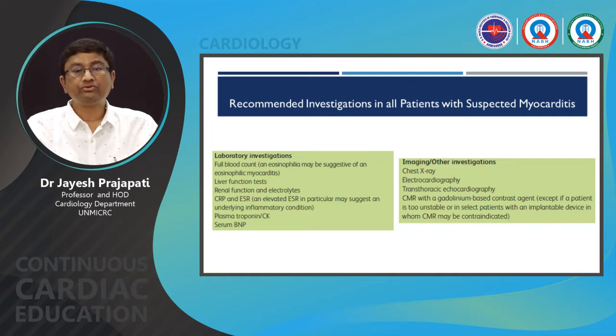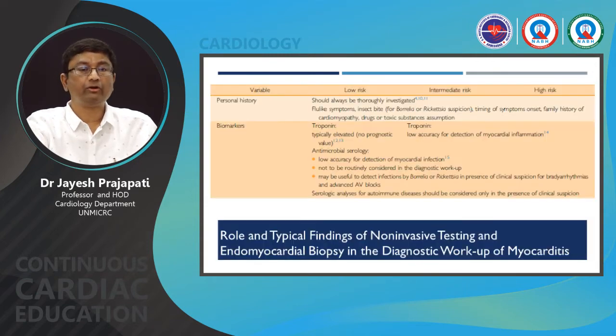And imaging wise, you should get a chest X-ray done, ECG, transthoracic echocardiography, and cardiac MRI. Getting T1 and T2 based imaging is also a must. And of course, in a selected group of patients, endomyocardial biopsy. So according to this, you can define the patient as low risk, intermediate risk or high risk based on the clinical situation, lab reports, ECG abnormalities and clinical presentation.